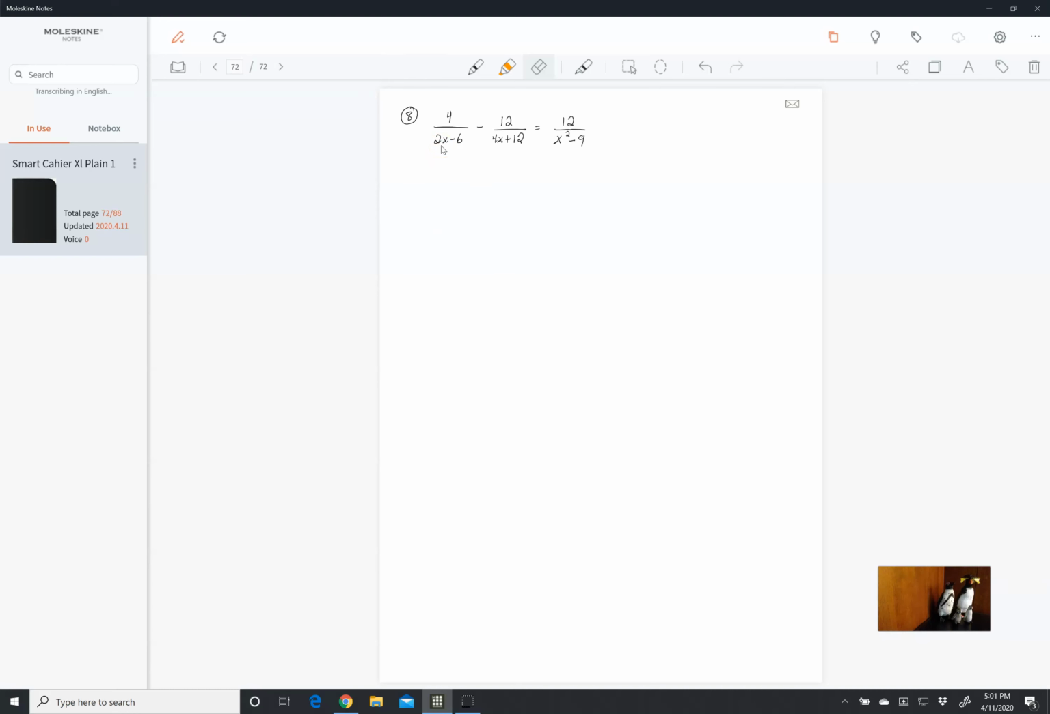Okay, so let's start by factoring. 2x minus 6, there is a common factor here. You can factor out a 2 and you wind up with 2 times x minus 3.